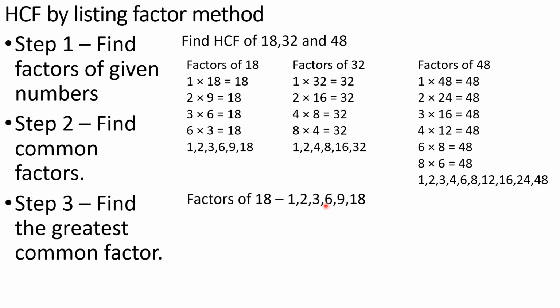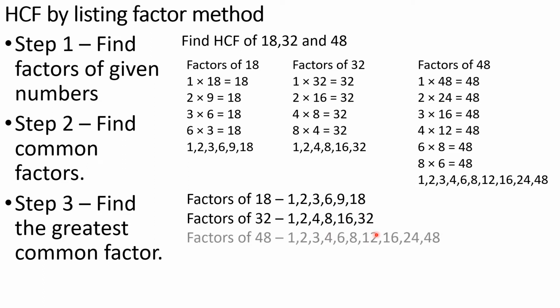At first we will write the factors of 18. These are the factors of 18. These are the factors of 32 and these are the factors of 48. Now see which are the common.